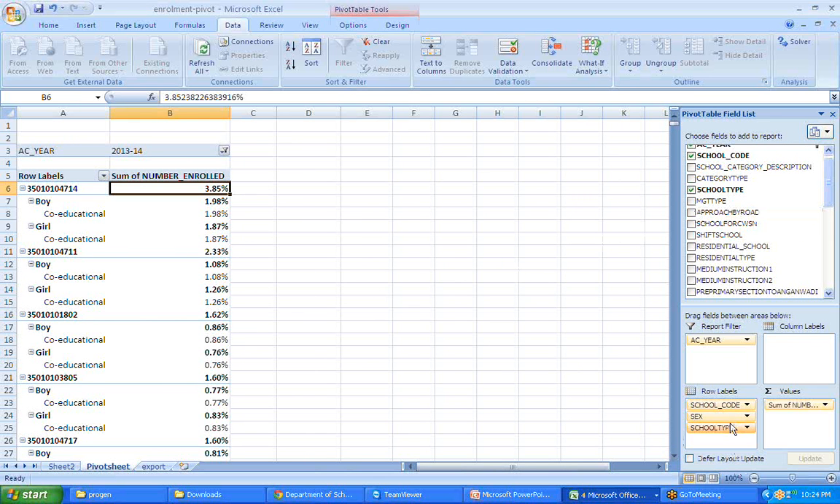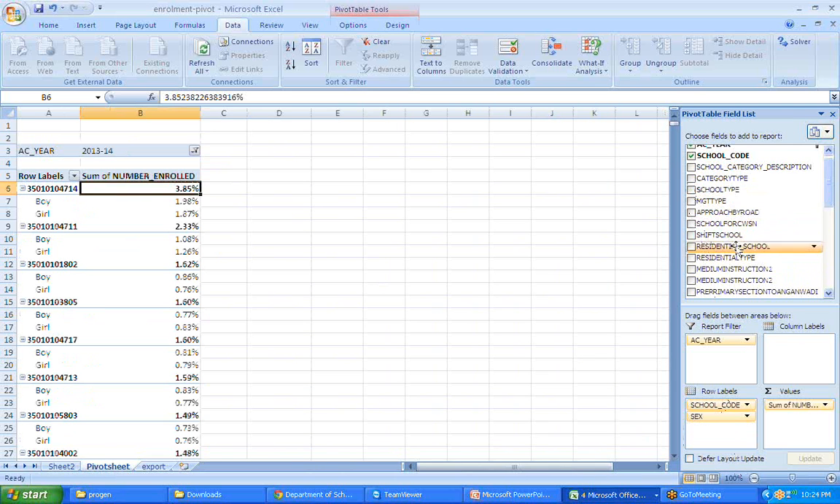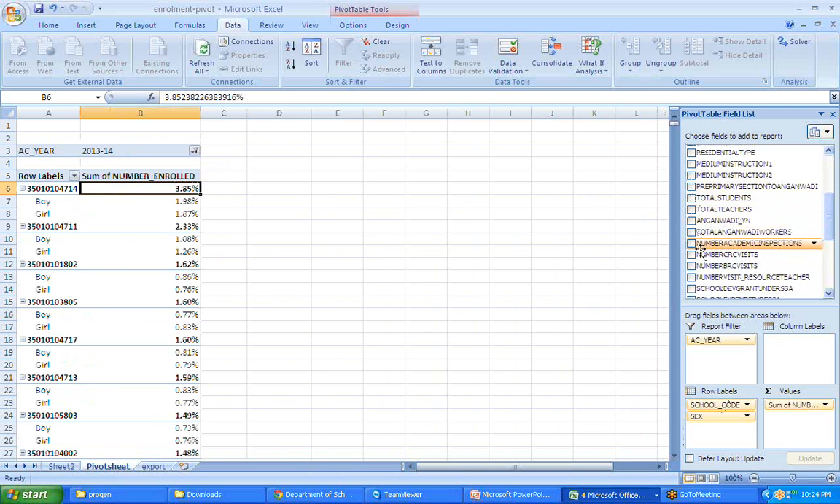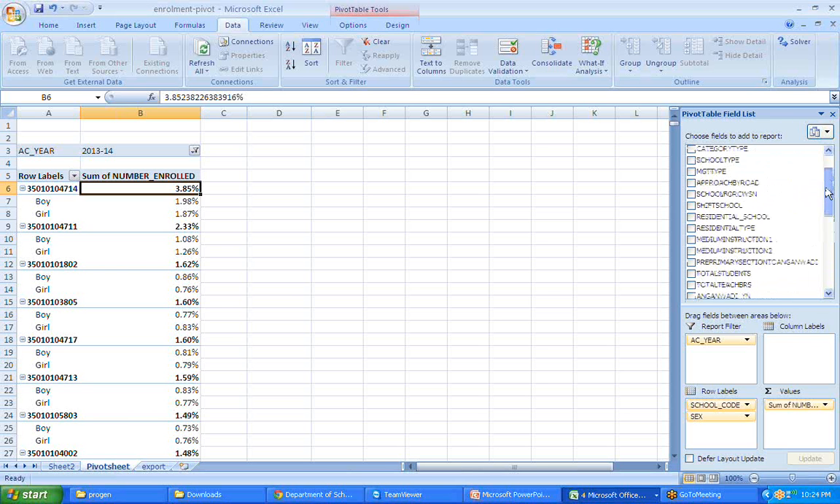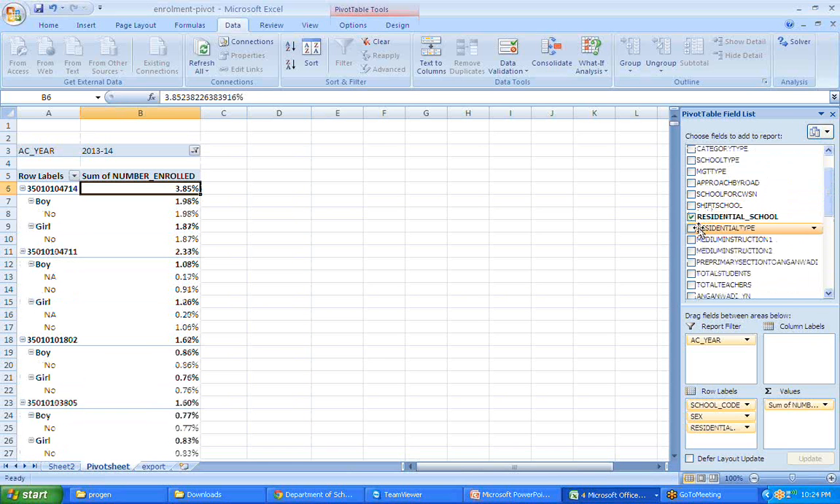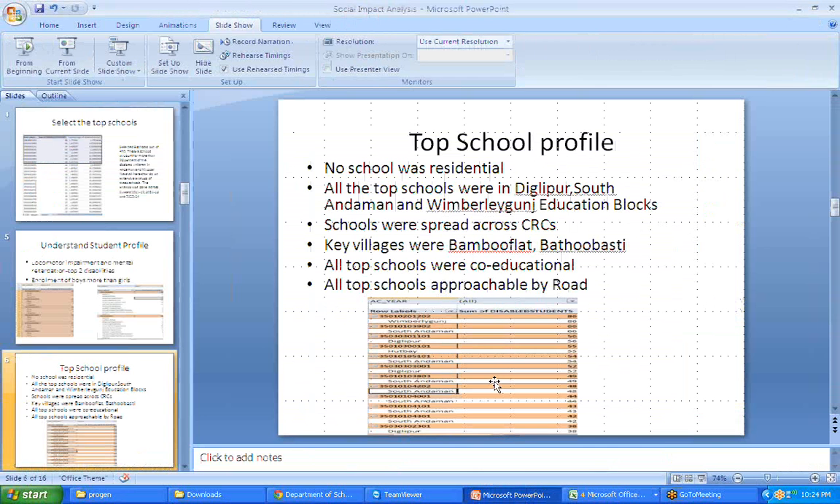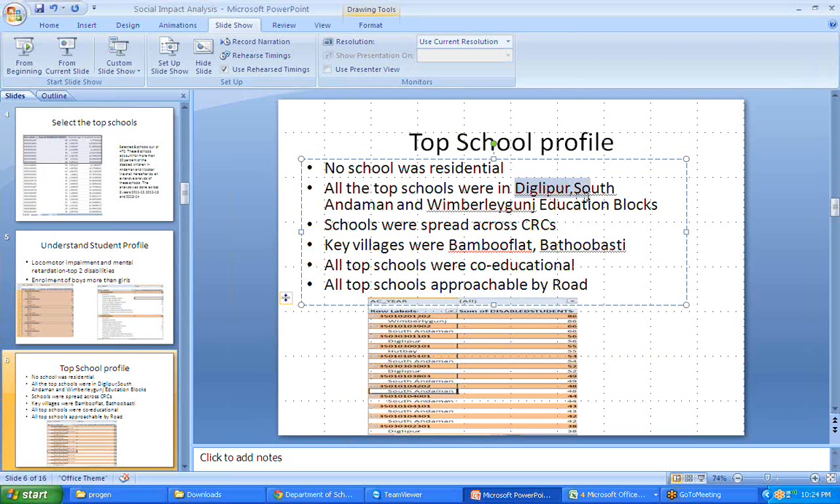So if I pick up school type, and pick up this, no schools were residential. So no school was actually residential. And then the other findings came out from the pivots. These two were the key villages, where most of the schools were spread across CRCs. All the top schools were within these 3 education blocks, so we wanted to see the reason for that. Then all the top schools were co-educational.